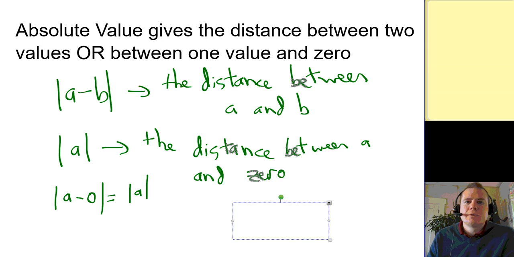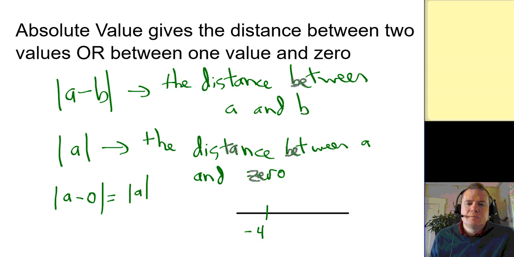Just measuring from there. How far do I have to go to get to 0? -3, -2, -1, 0. That's a distance of 4. So the distance is 4.